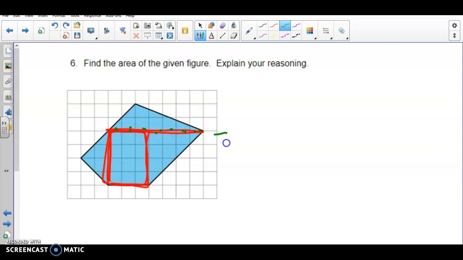And a height of 2. So now I want to find the parallelogram, sorry, the triangle.